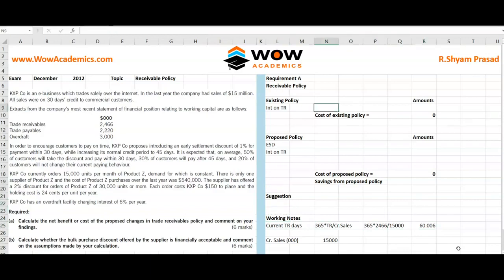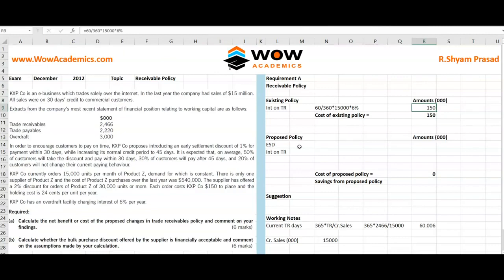So first we will do it for that. We have 60 credit days divided by 360 days into the credit sales. Credit sales is 15,000. This will give you the receivables part. On these receivables we have to pay interest. The overdraft interest mentioned here is 6%, so we'll have 6% here. This will give us our answer, which comes to 150. All these numbers are in terms of 1000; if you want, you can put that. This is the interest on the trade receivables using the current policy.